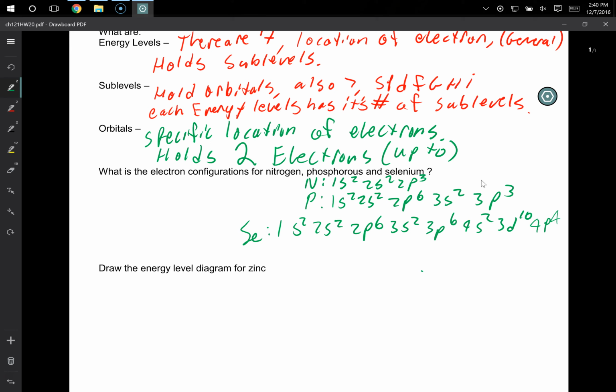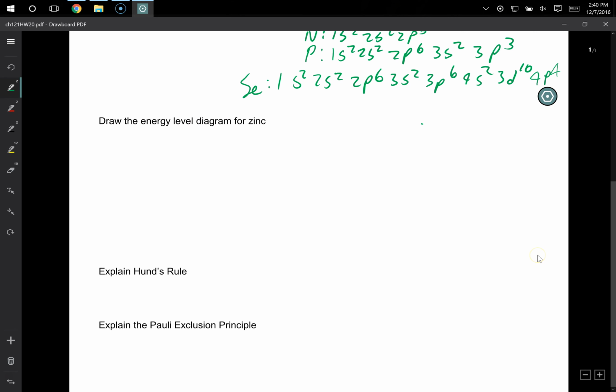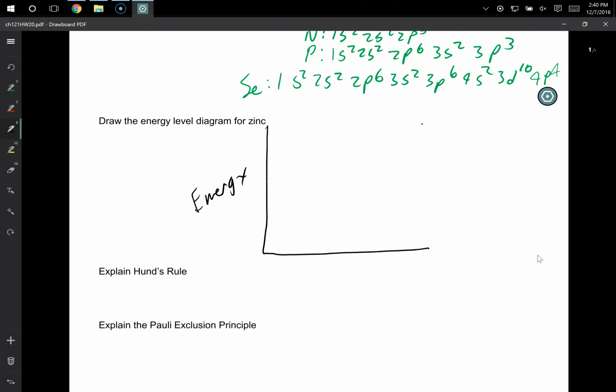Okay. Energy level diagram for zinc. So when I'm drawing the energy level diagrams, the energy here is my y-axis. So as I go further up, I have a greater amount of energy to deal with. And so with zinc, how many electrons am I dealing with? 30? So how do I start filling that?